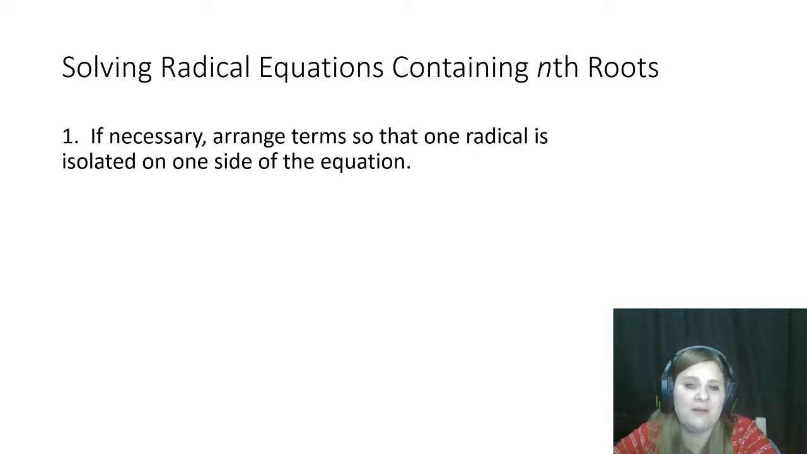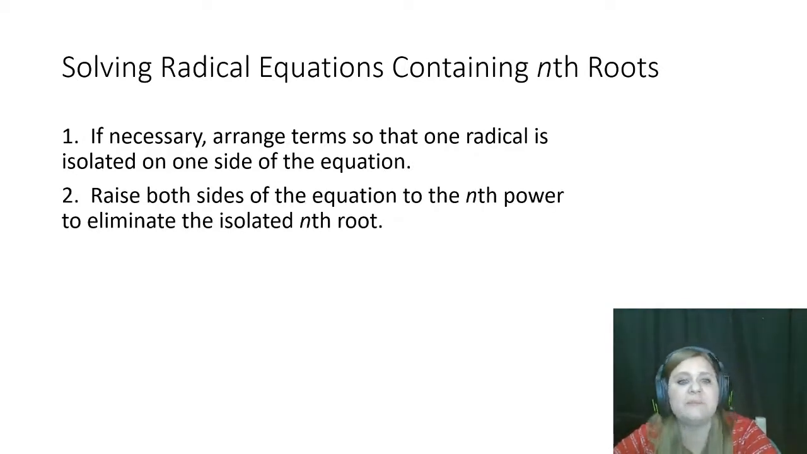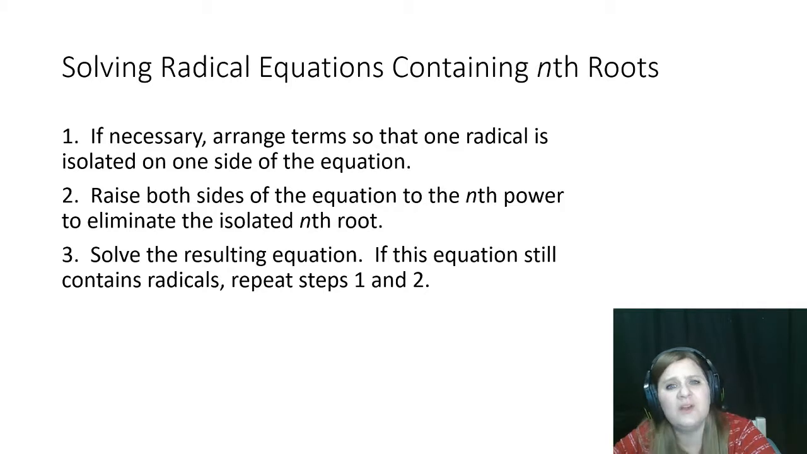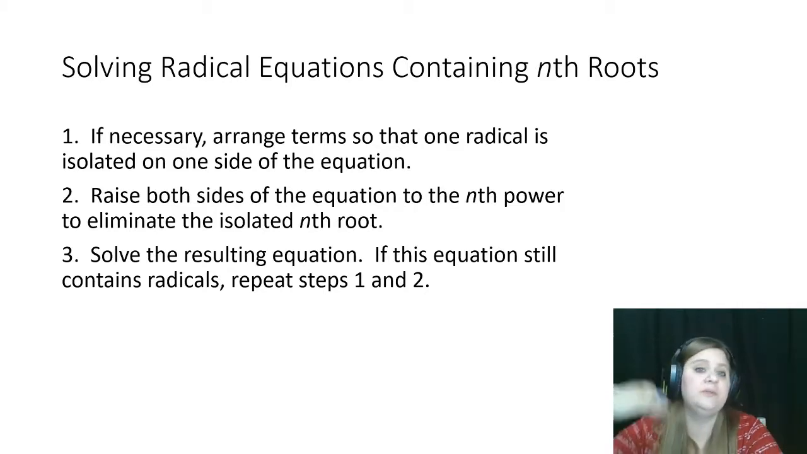There may be more than one radical involved, but you have to isolate one of them at a time. Then we're going to raise both sides to the nth power. So if it's the nth root, the nth power, okay? And that's going to get rid of the root that we isolated. Then we're going to solve the resulting equation. We may need to loop back through these steps.